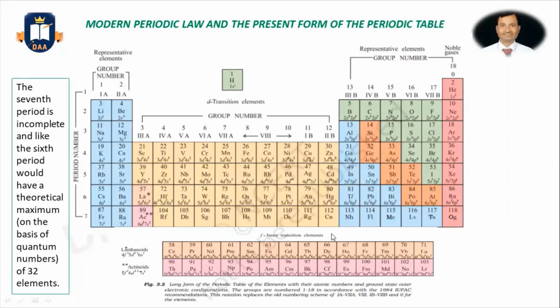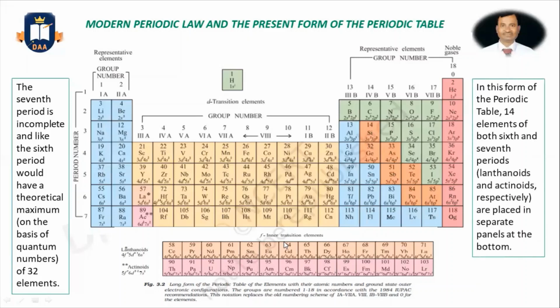Why f inner transition elements? Because in their outer shell electronic structure, the f electrons are present. So in this form of the periodic table, the 14 elements each of the 6th and 7th rows, the lanthanides and actinides, are placed in a separate panel at the bottom.